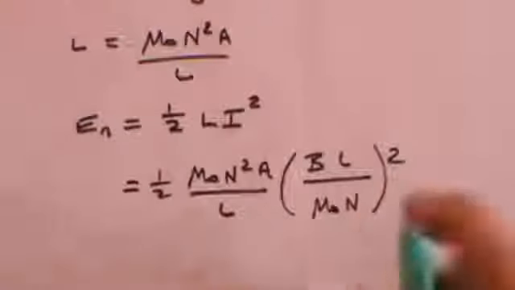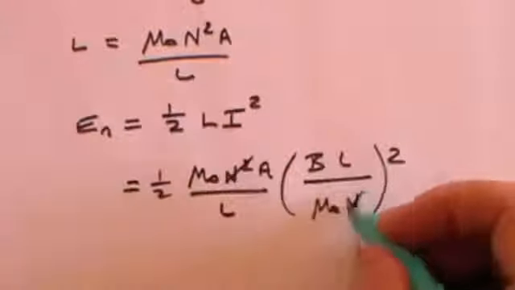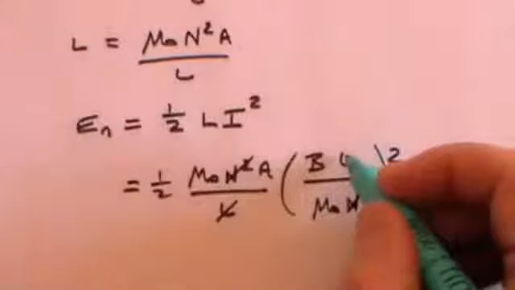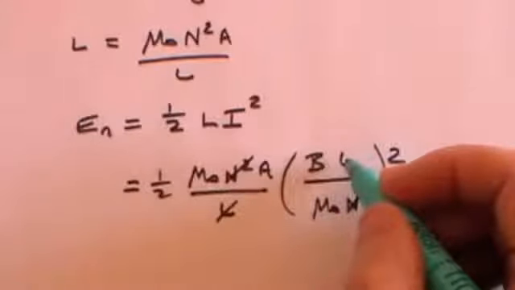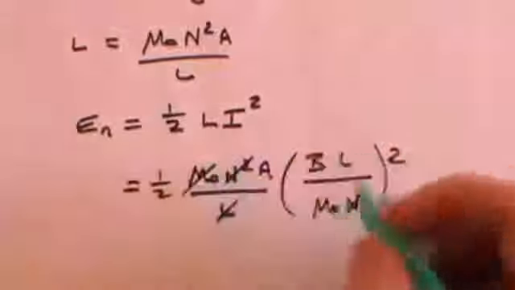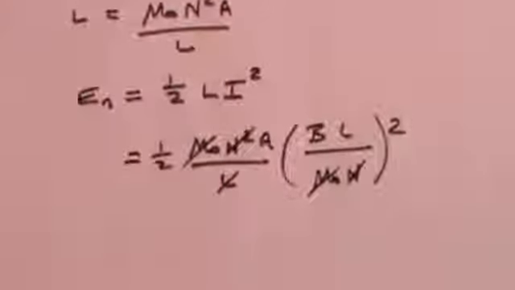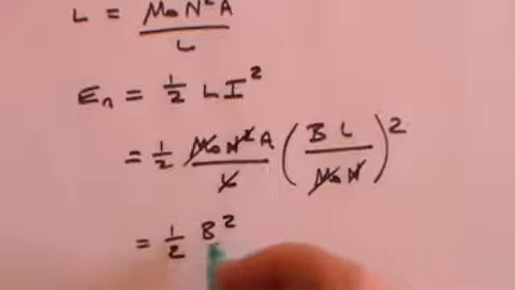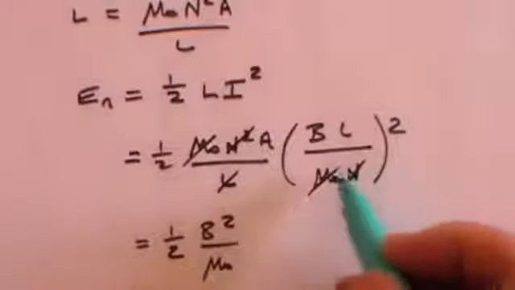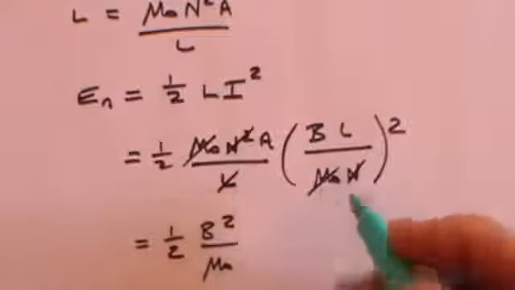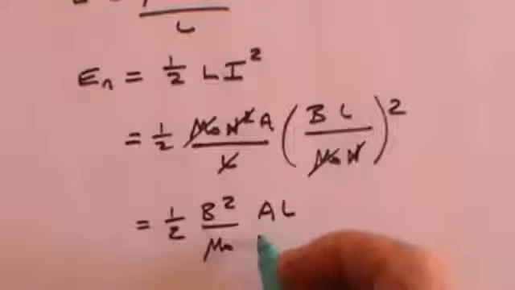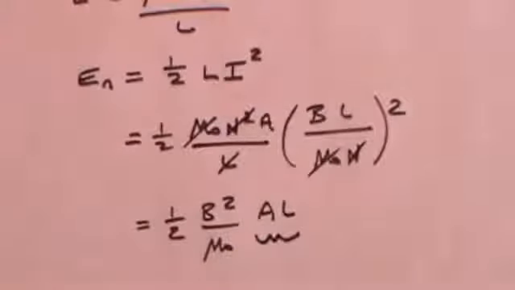And what you find, of course, is that a number of these terms cancel. There's an N squared here and there's an N squared here. There's an L here, which cancels one of the L's in the L squared. There's a mu naught here and there's a mu naught there. And when they've all gone, what you're actually left with is a half B squared over mu naught. Sorry, that mu naught there was squared, of course, so you only lost one of them, times AL. But AL, that's the cross-sectional area times the length of the solenoid, is the volume of the solenoid.